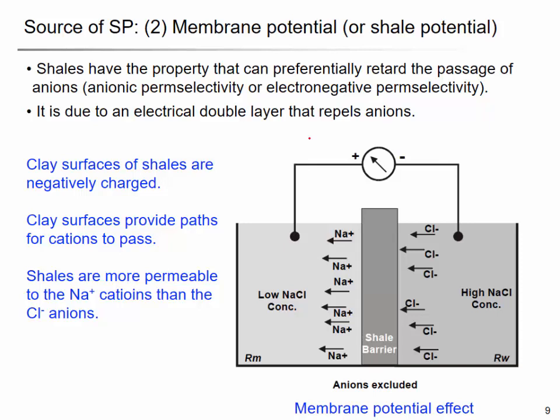So whenever you have a clay, it repels the anion because its electrical double layer has the negative charge, and it attracts the cation. So it works as a selective ion barrier. It transfers the sodium ion only, and it repels the chloride ion. So that's going to be the other way. In the case of the diffusion, you have the chloride ion moving faster, but in this case, the sodium ion will move much faster. So shale is more permeable to the sodium ion than the chloride ion.